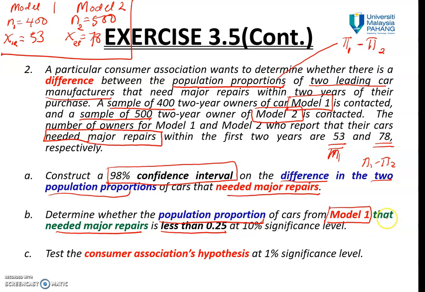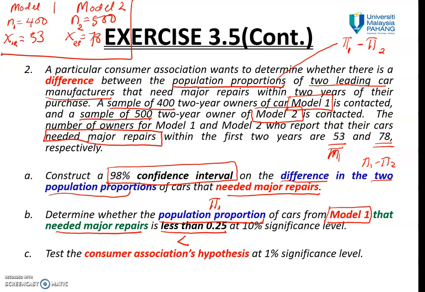Okay, but if you look at question B, they didn't ask you for a confidence interval. So this is the hypothesis testing. They want to see the population proportion for model 1 who need major repairs. Is it less than 0.25 or not? So less than is this one, isn't it? And then here you know it is proportion 1 only. For which one? Model 1.